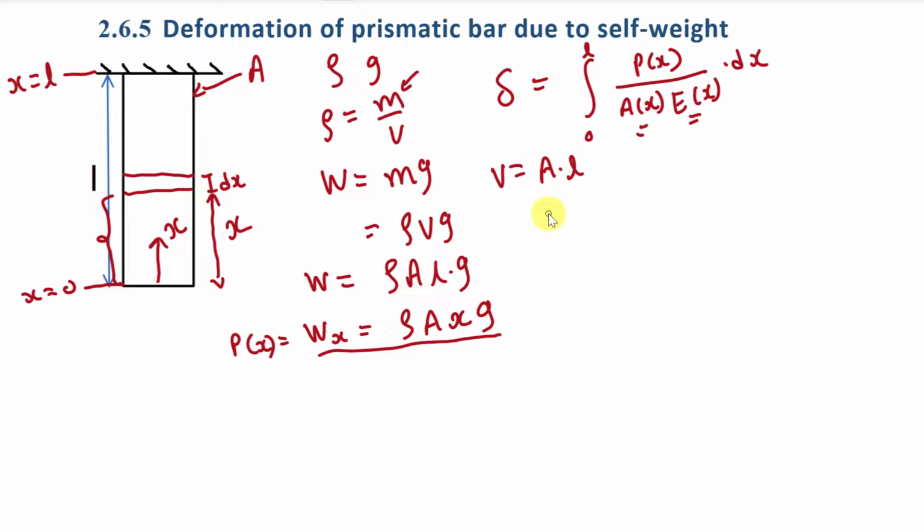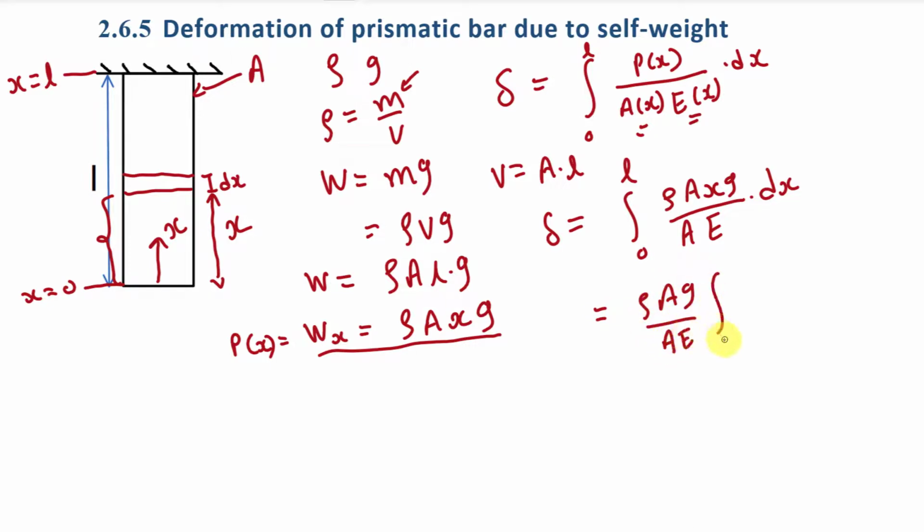So we will get this deformation delta is equal to integration from 0 to L into load Px, that is rho A x into g, divided by area, that is A, into Young modulus, that is E, into dx. Now here this rho, A, g, A and E are constant, so it will be taken out. And from here this area will be cancelled out, right? And here what is the integration of x? That is x square by 2. So finally we will have deformation delta is equal to rho g into L square by 2E. Correct? So you have to remember this formula.